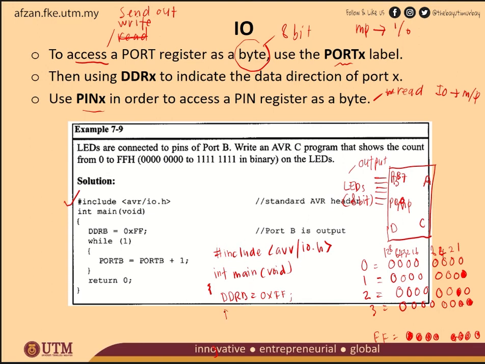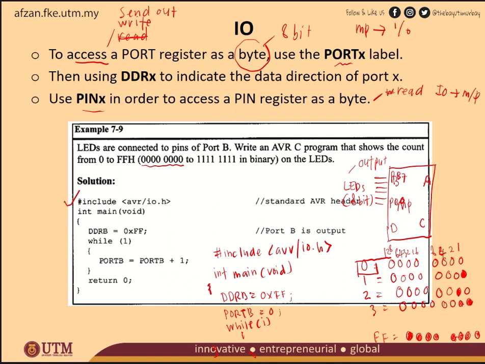Okay, next you start with your port B. Port B equal to 0. Why 0? Because my first number here is 0, so I just write down port B equal to 0. My first number started with 0 0 0 0 0 0, and then next I use while 1. What is while 1? It means that you want to do it forever. Under while 1 I have the open curly bracket and close curly bracket.